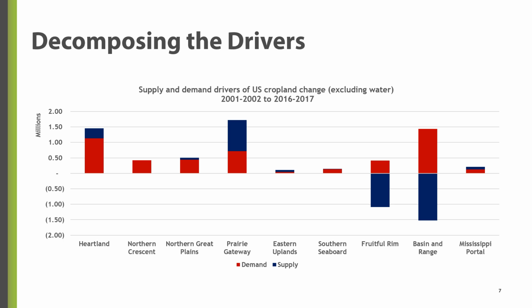This figure decomposes the drivers of change in cropland as projected by SIMPLE-G and shows that for some regions, such as the Fruitful Rim that includes California, the supply and demand drivers are working in the opposite direction. Thus, depending on the magnitude of the drivers, the projections can have higher uncertainty and lower accuracy.